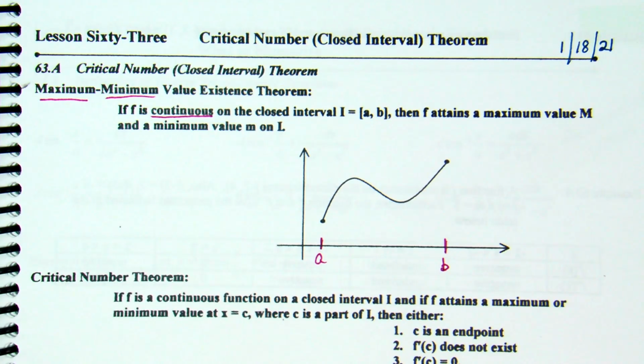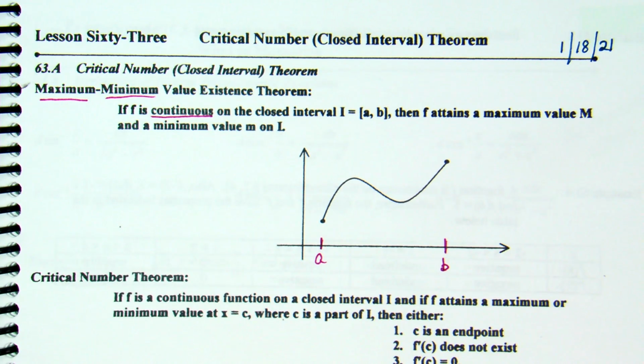And if you think about it, that makes sense, right? If it's continuous, even if it's just a straight line, there's a minimum and a maximum, right? And so, as I said, it's an existence theorem. It's just saying that it exists. In this case, you can see where the maximum and minimum would be, yes?